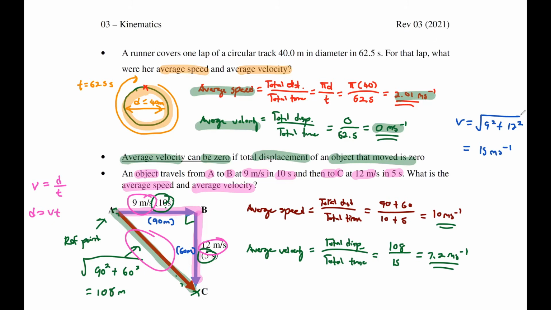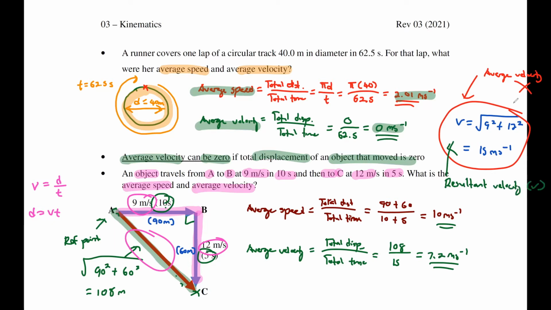When you do it this way, this is not average velocity. This is actually finding resultant velocity. So this method of finding a velocity is not going to give you average velocity. It's actually giving you resultant velocity.